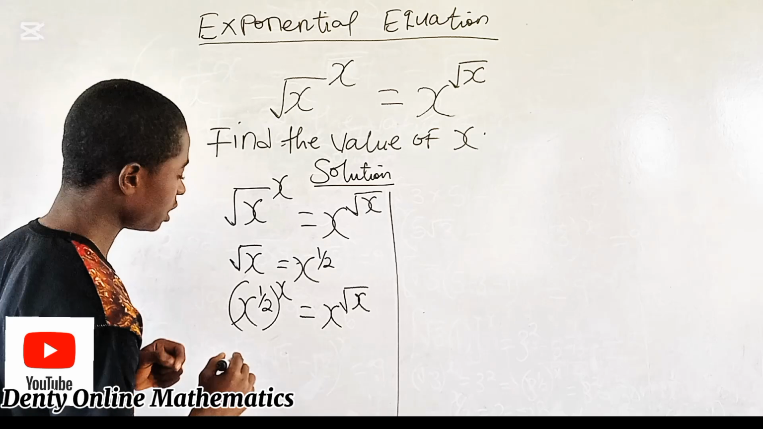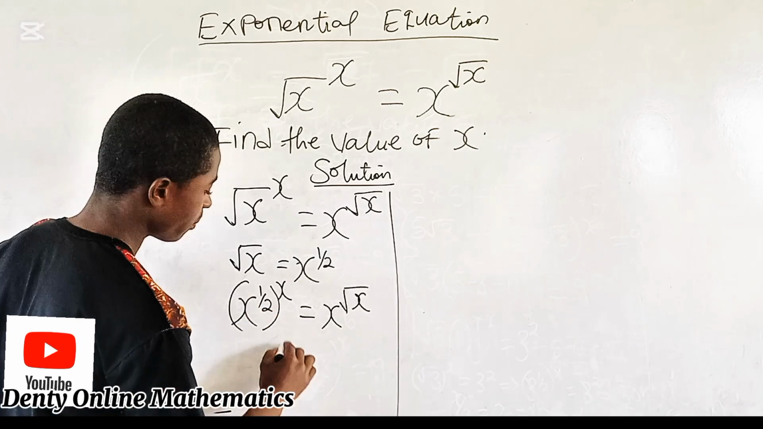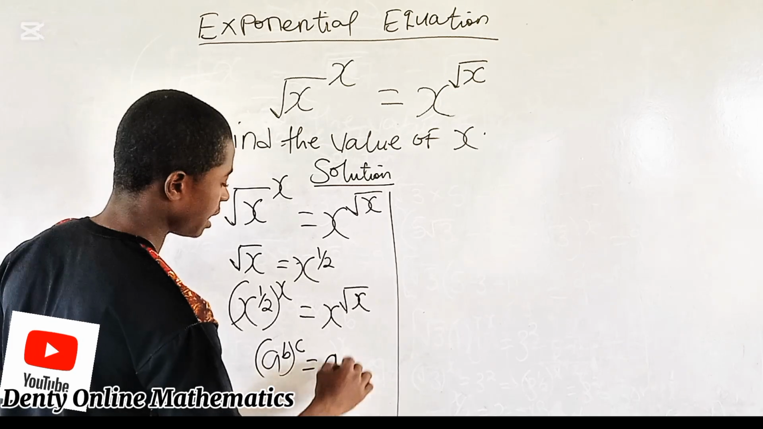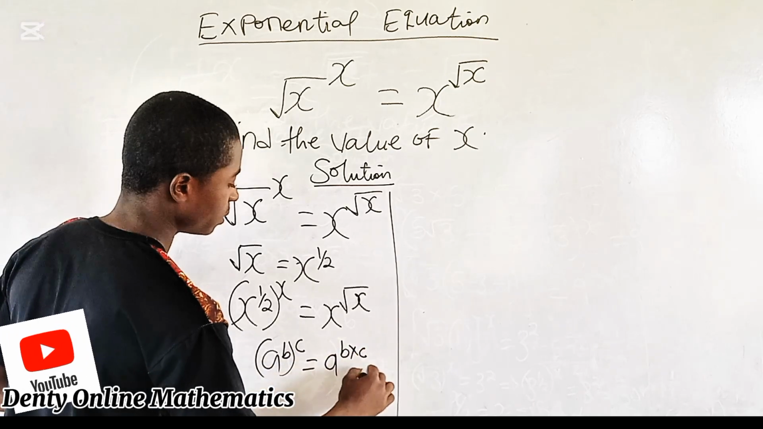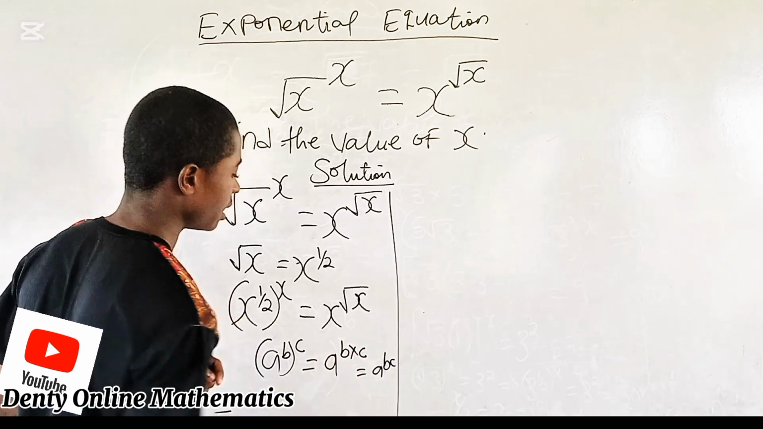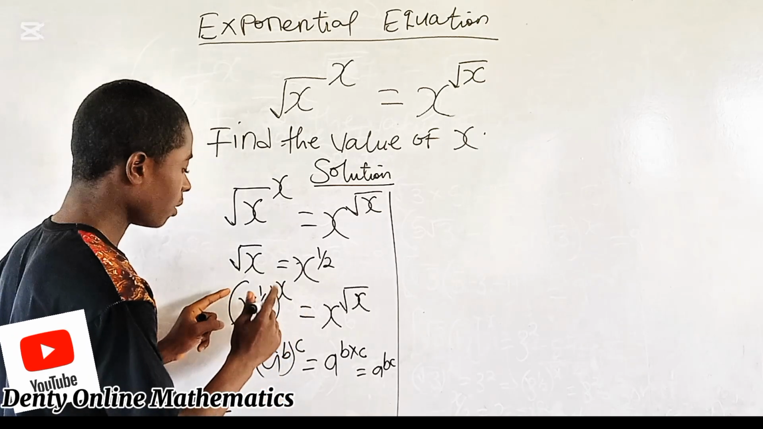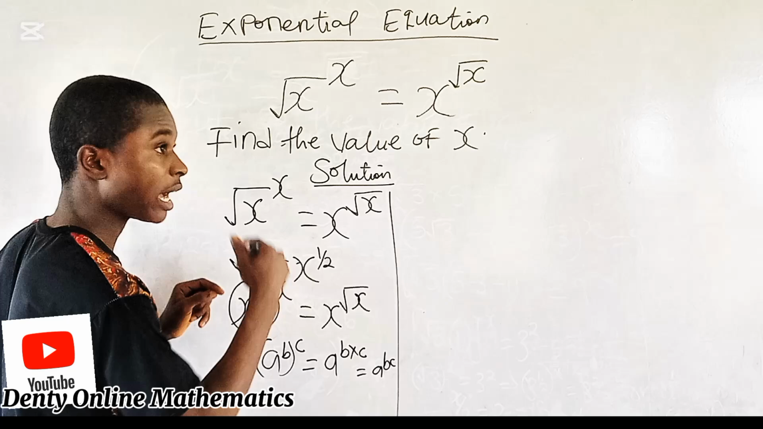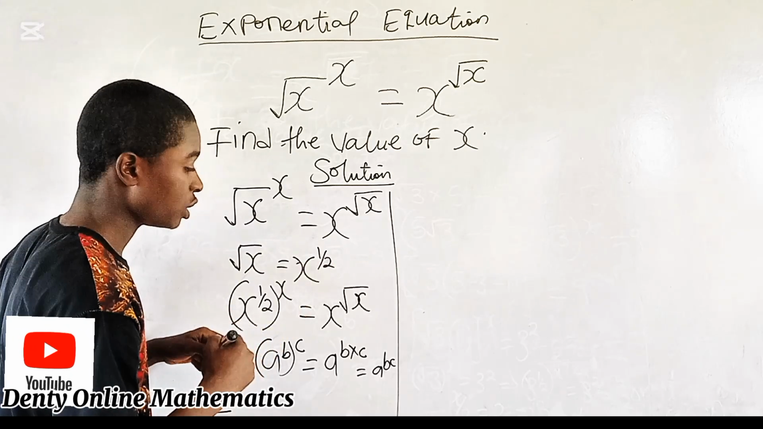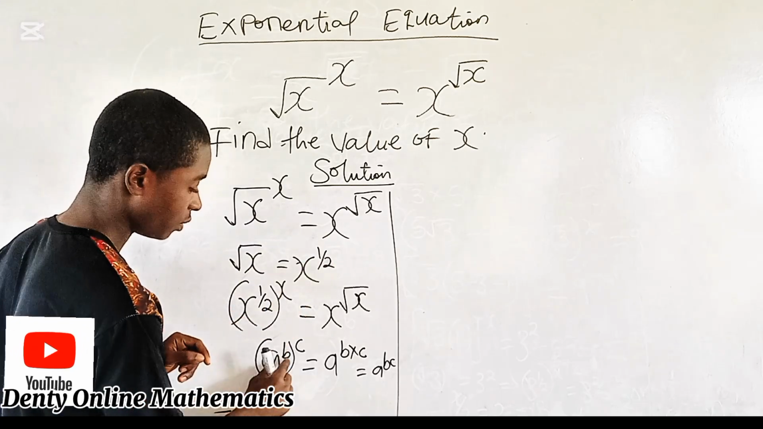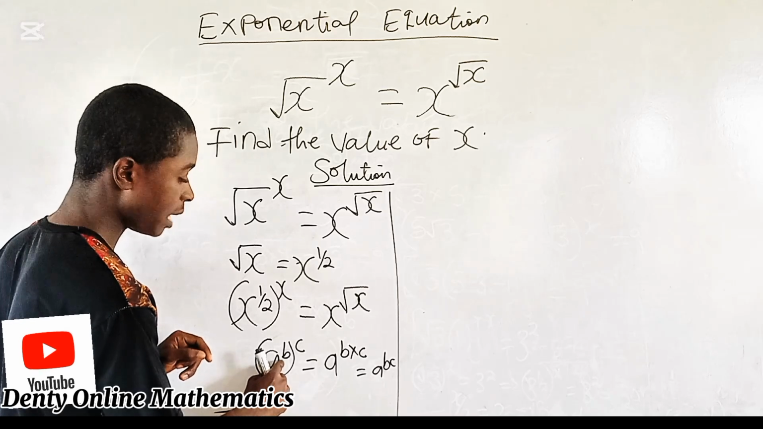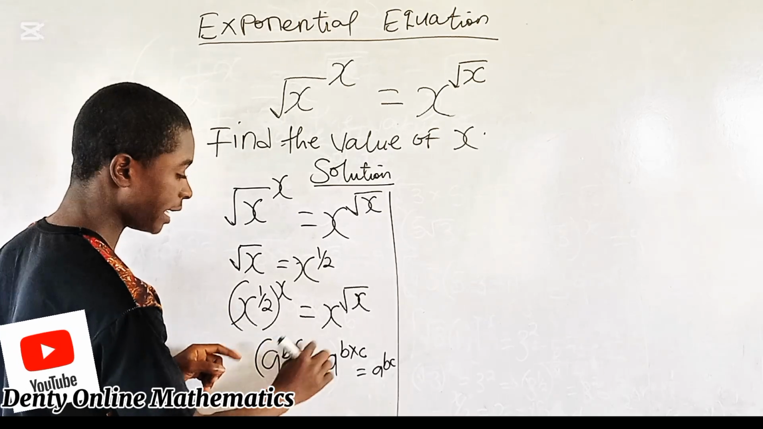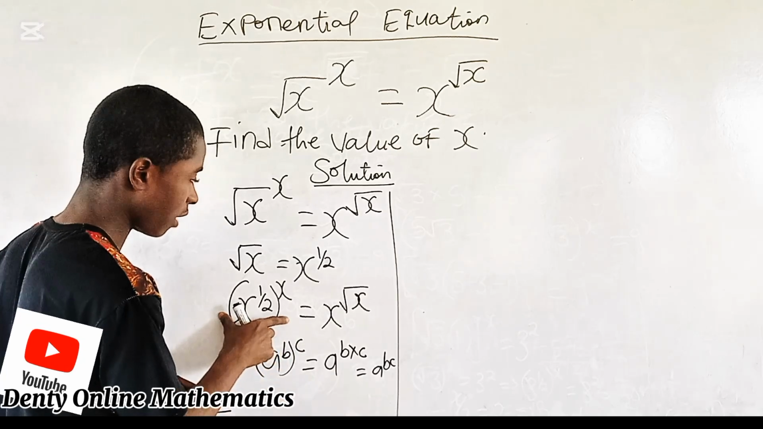Now, by law of indices, if you have a power b, all raised to the power of c, this is the same thing as a power b times c, which is equal to a power bc, which means that if you have a base and an exponent with another exponent outside the bracket, you are going to multiply them together. So we are going to use this to evaluate here now.